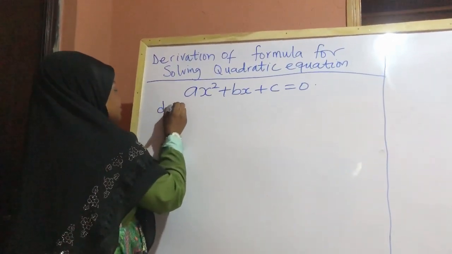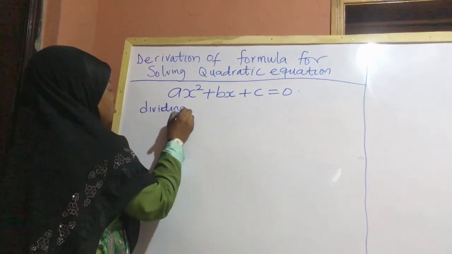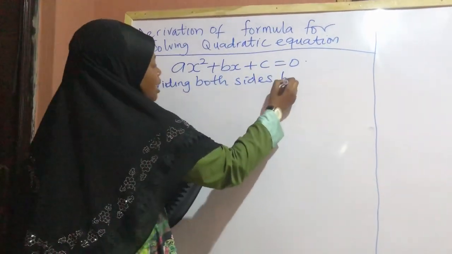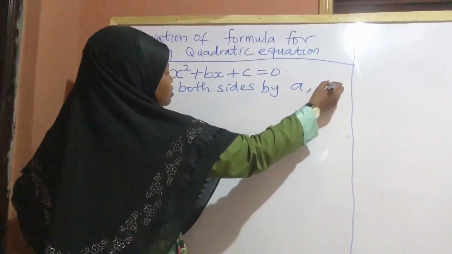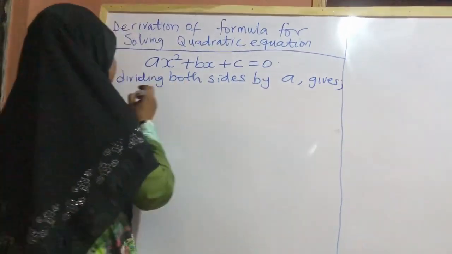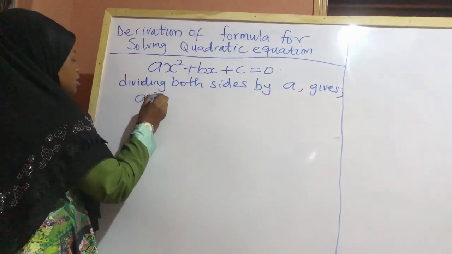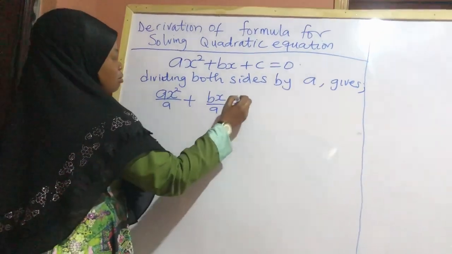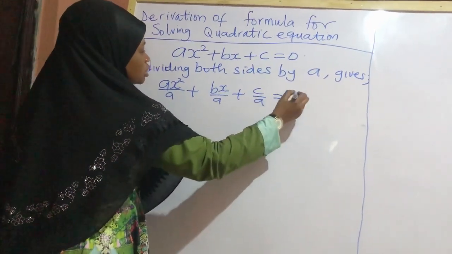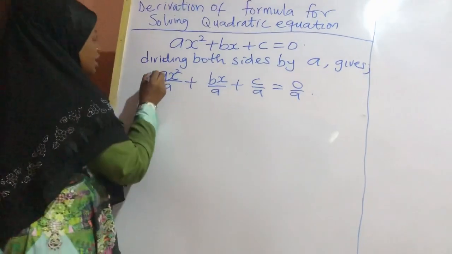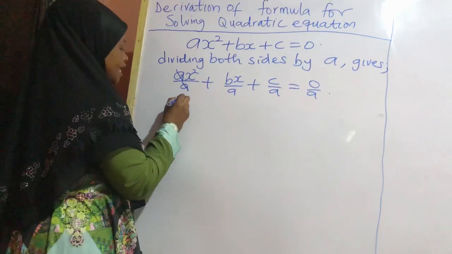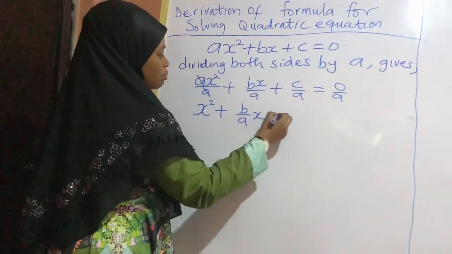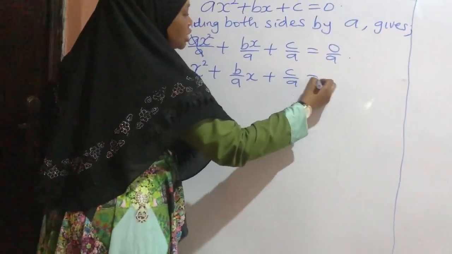So dividing both sides of this equation by a, the following is obtained. So we have ax squared divided by a plus bx over a plus c over a is equal to 0 over a. Now here a cancels a, so we are left with x squared plus b over a x plus c over a is equal to 0.